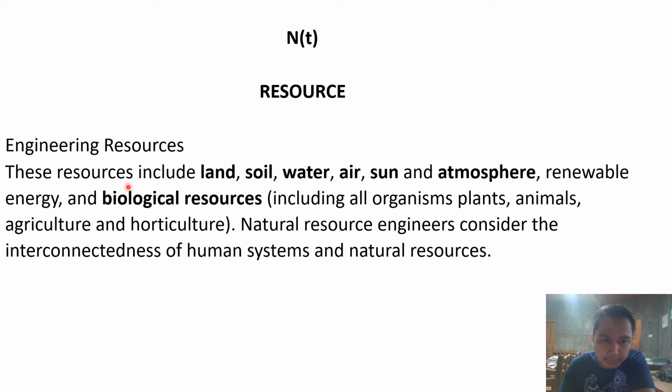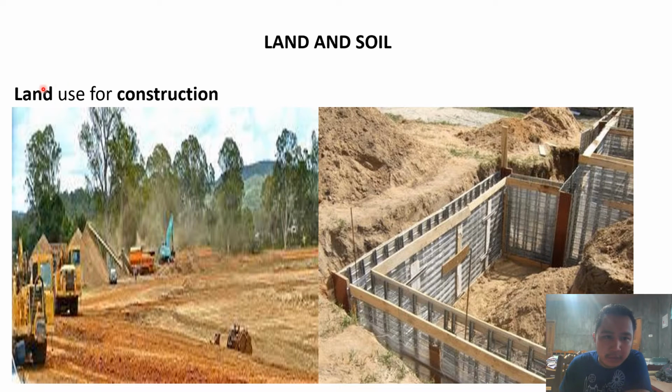These resources include land, soil, water, air, sun, and atmosphere, renewable energy, and biological resources, including all organisms, plants, animals, agriculture, and floriculture. Natural resource engineers consider the interconnectedness of human systems and natural resources. Land and soil. Land and soil are used for construction.